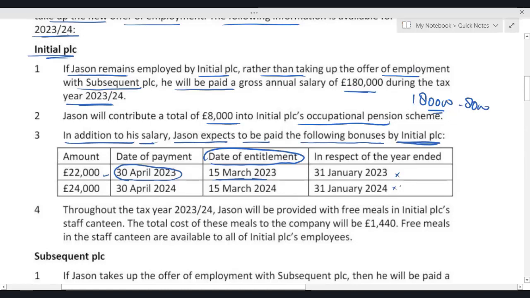In respect of the year is not so relevant because this person is not a director. When we are calculating the taxable bonus for the employee, you have to focus on two dates: number one is the date of payment, when the employee has received the bonus, and the second is the date of entitlement. A bonus becomes taxable at the earlier of the date of entitlement and the date of payment. Obviously the date of entitlement is earlier than the date of payment. So the first bonus of 22,000 on 15 March 2023 actually falls in the tax year 22-23.